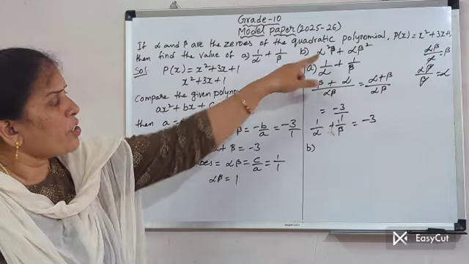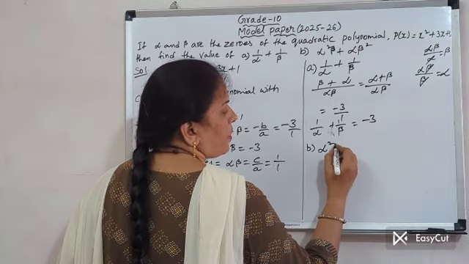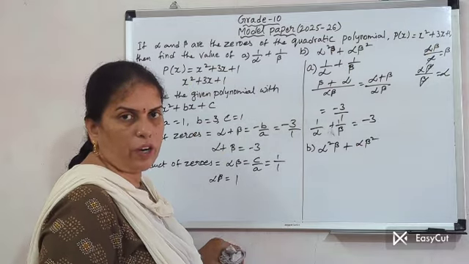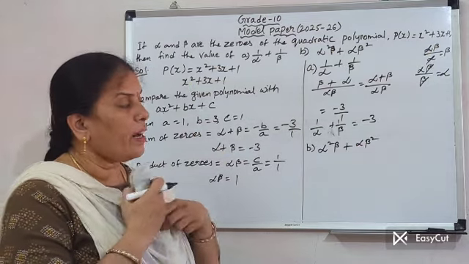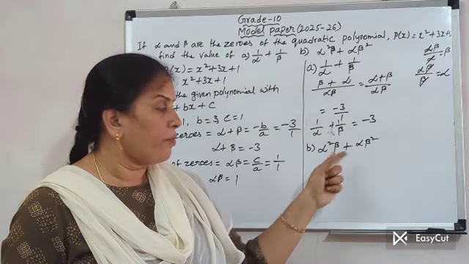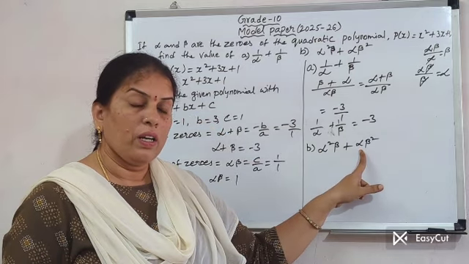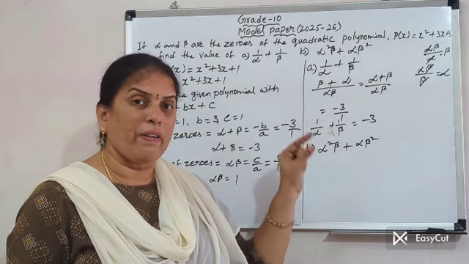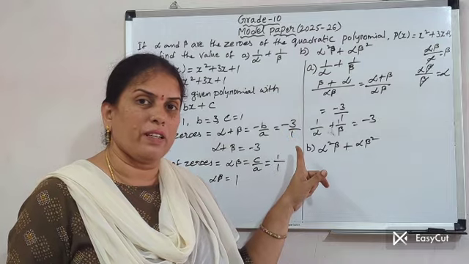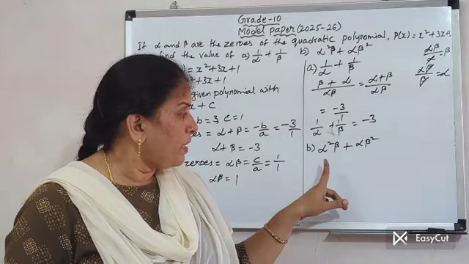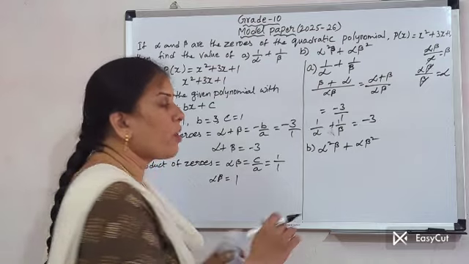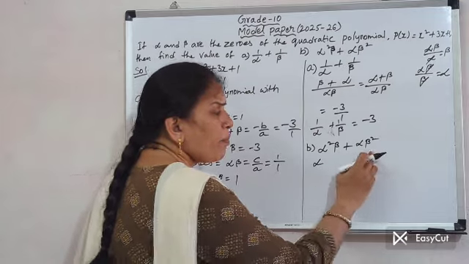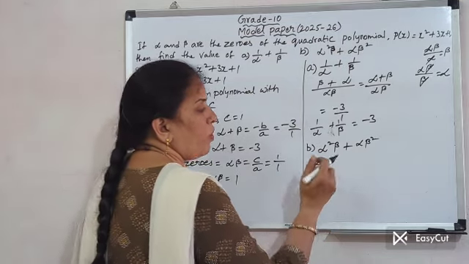Now, question B. What is the B question? Alpha square beta plus alpha beta square. How to simplify? See here, in these two terms, what can we take out common? Here alpha square is there, here alpha is there. Which has the least power? Alpha has power 1, while alpha square has power 2. So take out alpha, the one with the lowest power. In beta and beta square, which has the lowest power? Beta only. So, beta.